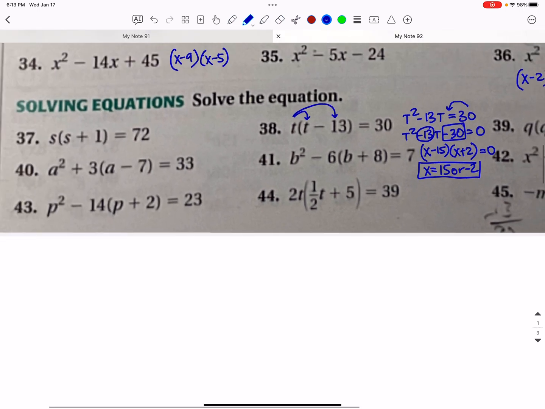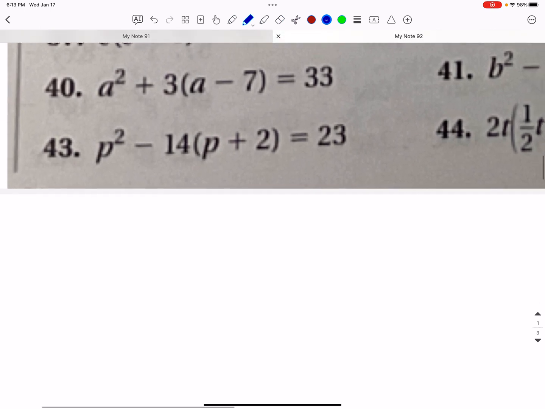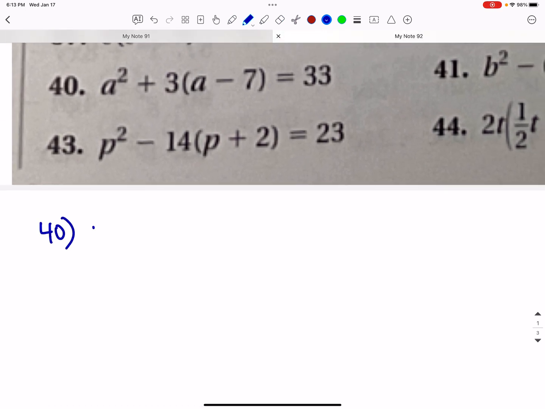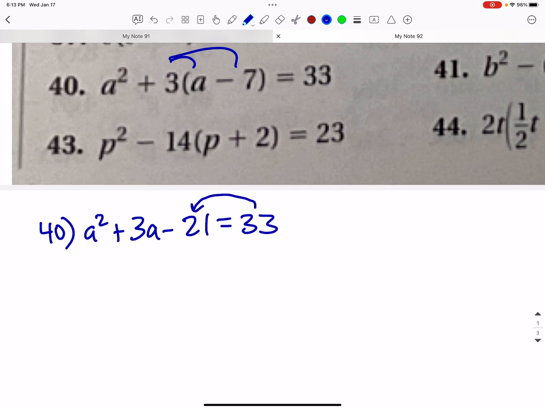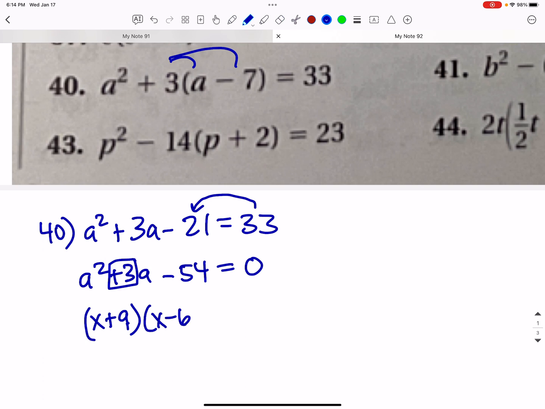All right, number 40. Let's see, 40. Once I do a squared plus 3a minus 21 equals 33, right? I did this and this. All right, let's send this guy over here because we need to make it 0. So a squared plus 3a minus 54 equals 0. 9 times 6 is 54. I need the positives to win by 3. So x plus 9 and x minus 6 equals 0. X equals negative 9 or positive 6.